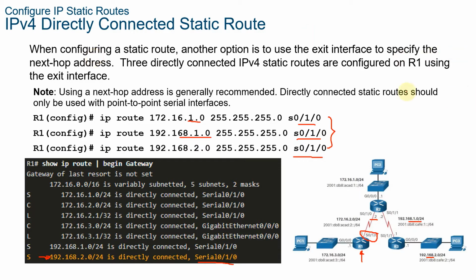All right, so again, this is the second method of defining static IP routing. It's either you use the next hop IP address or the exit interface. But the use of the exit interface is applicable only when you are using serial connections between these routers, or when you have a point-to-point connection only between the two routers.